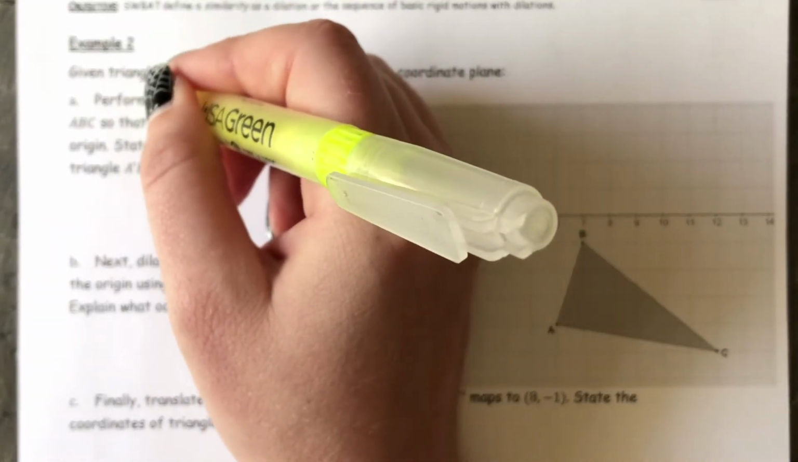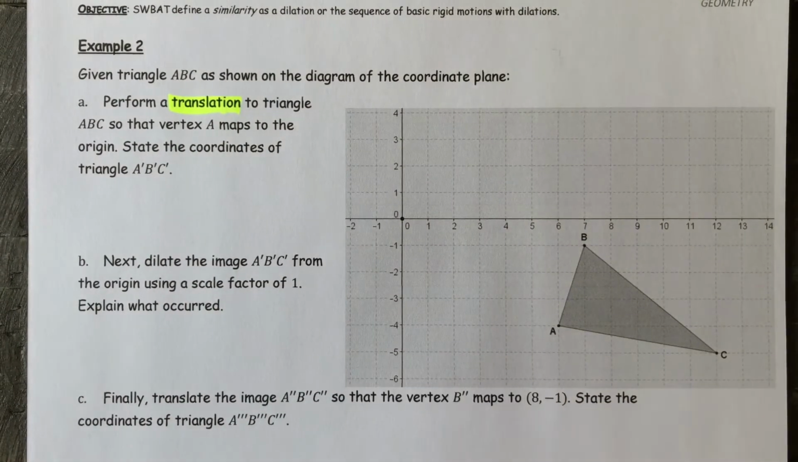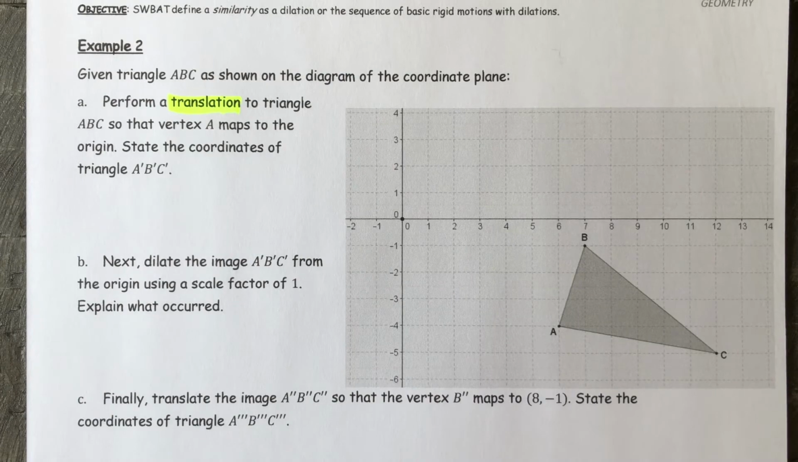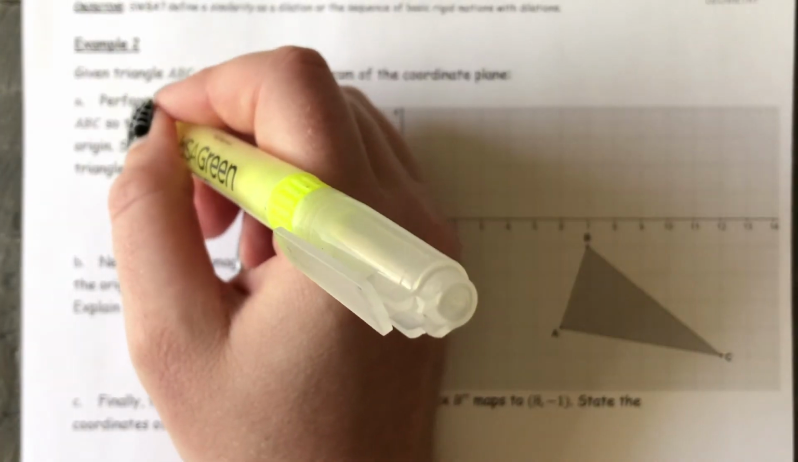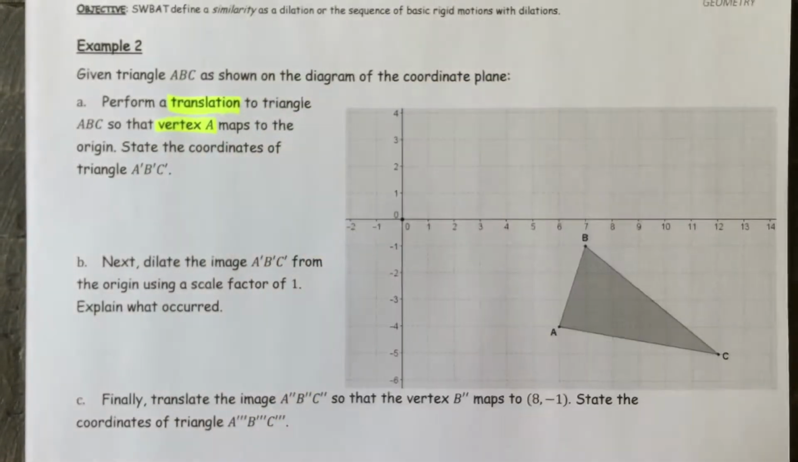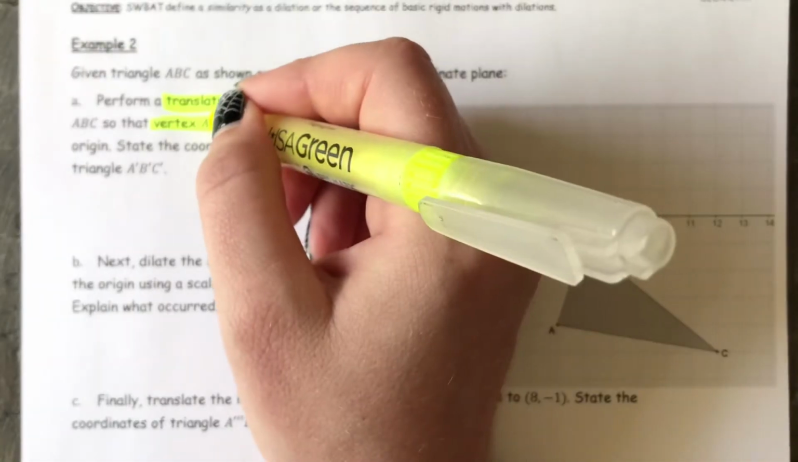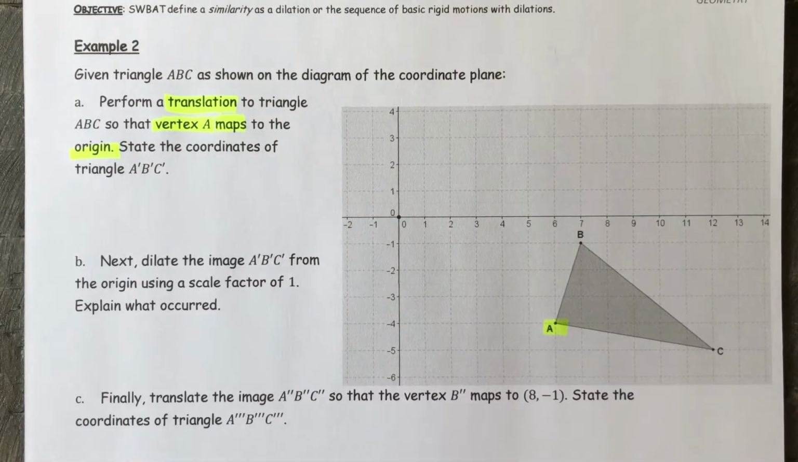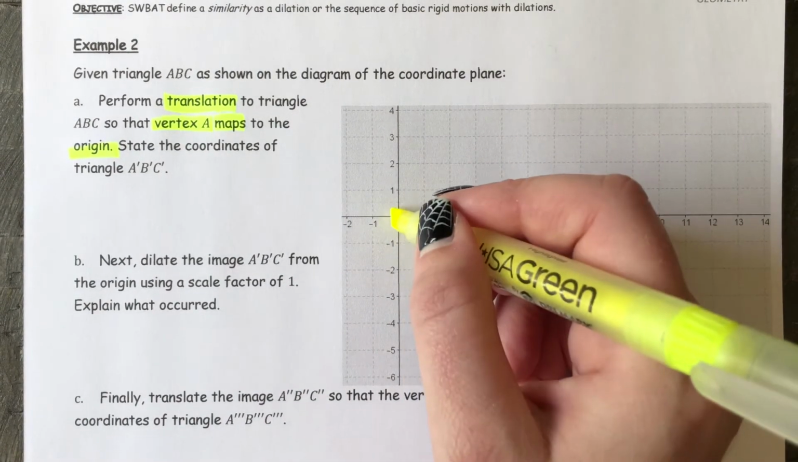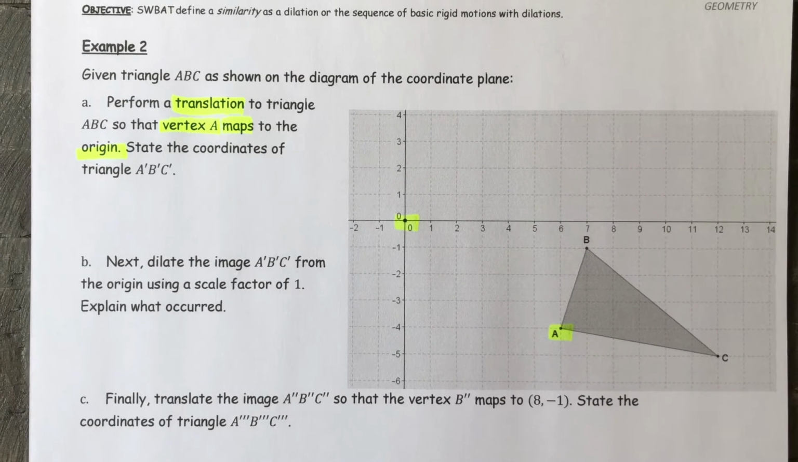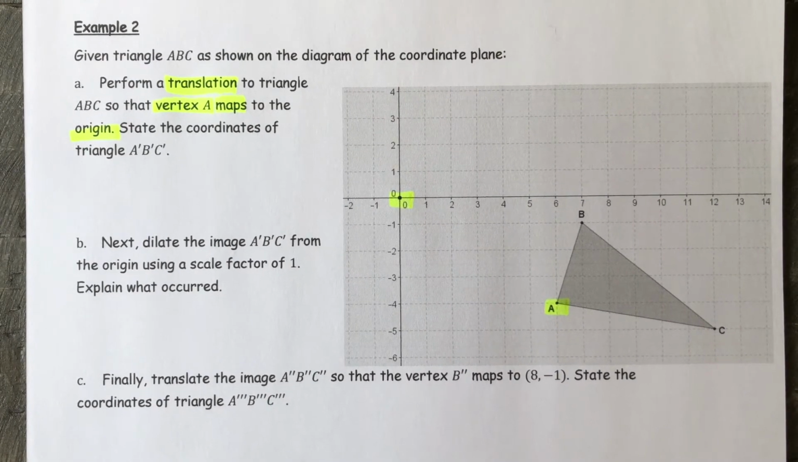Okay, as I'm reading this, I see the keyword translation. I know a translation means to move or to slide something out of the way. And it looks like I'm going to translate vertex A so that it maps to the origin. So here is vertex A. I want to translate it so it maps right up here to the origin, which is (0, 0). You guys know how to do this part, so I'm going to let you complete part A on your own. At this point, pause the video and then check back when you're done.